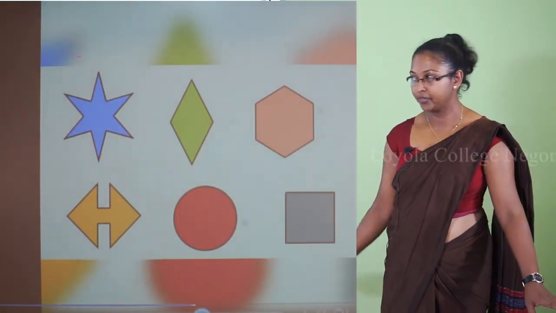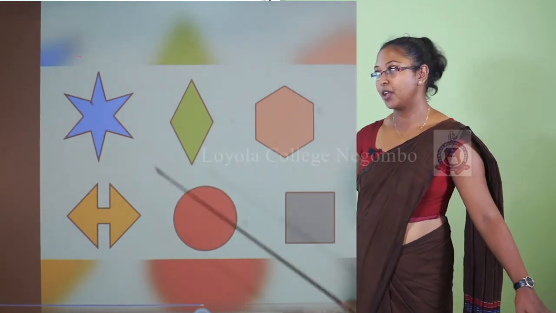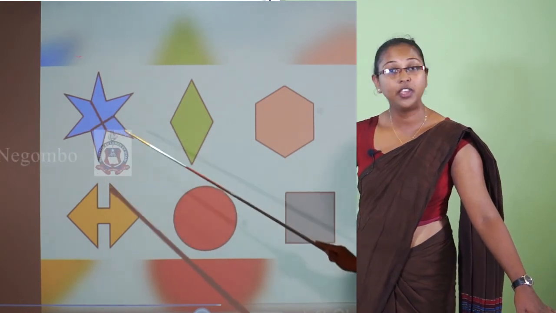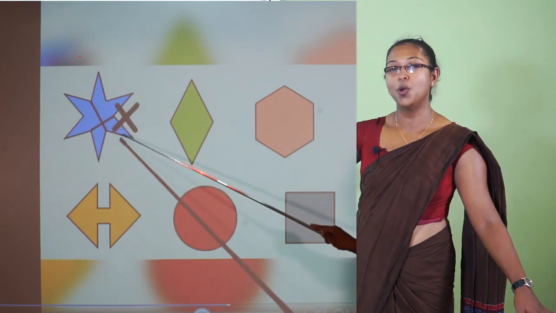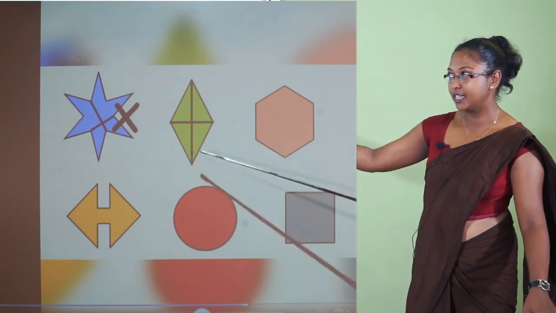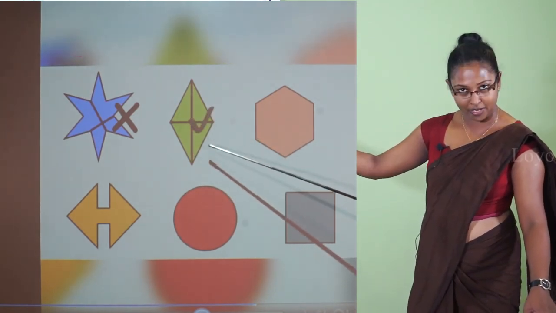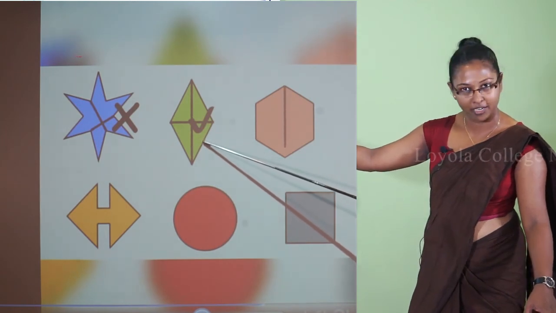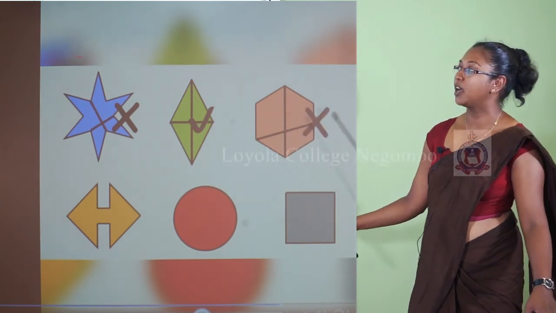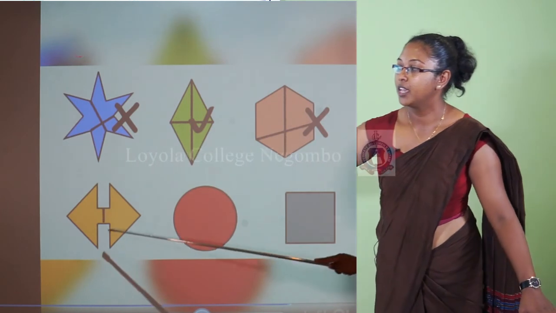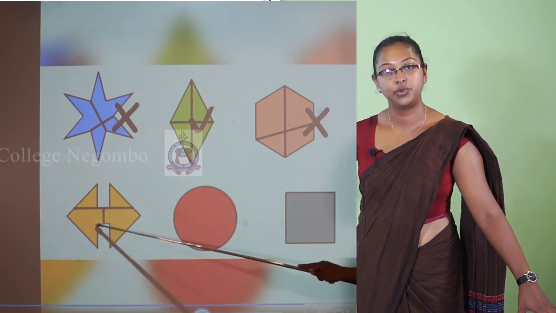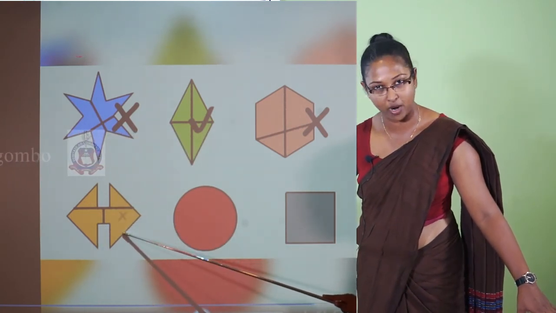Here are some more. Let's see what will happen now. Okay, the star is being divided into 4 parts. 1, 2, 3, 4. Are they equal to each other? No. So can we call 1 part a quarter? No. Let's see this. It's been divided into 4 equal parts, so we can call 1 a quarter. And look at this. Are they equal to each other? No. So we can't call it a quarter. Look at this. Again, they are not equal to each other. So we can't call 1 part a quarter.